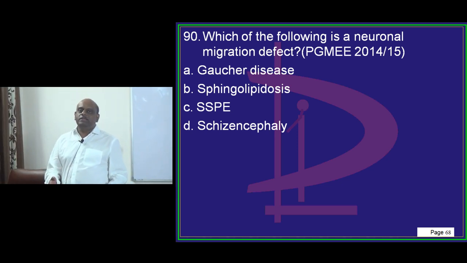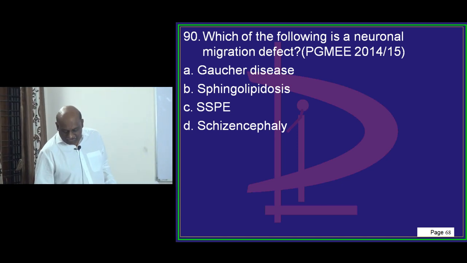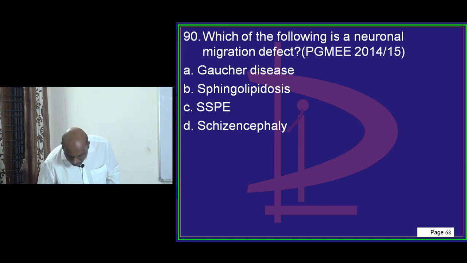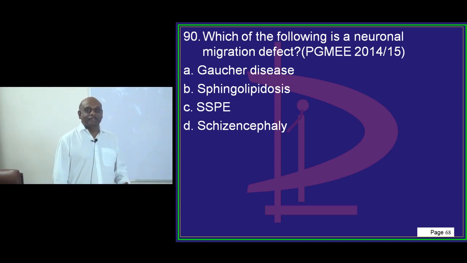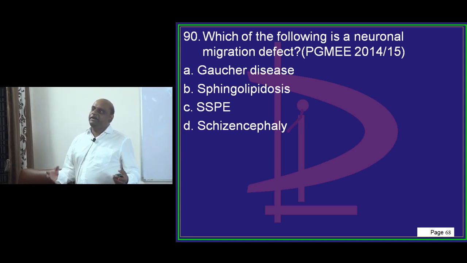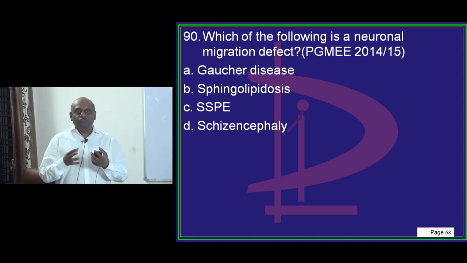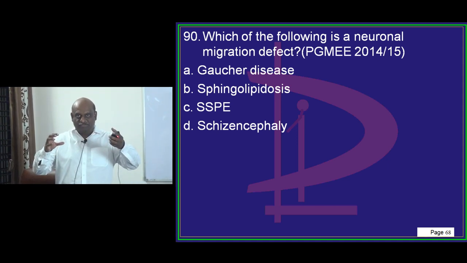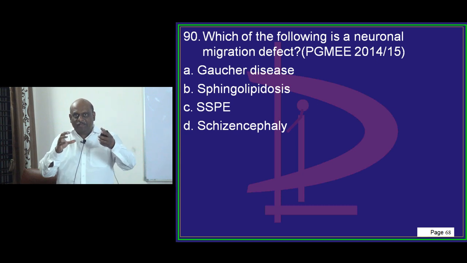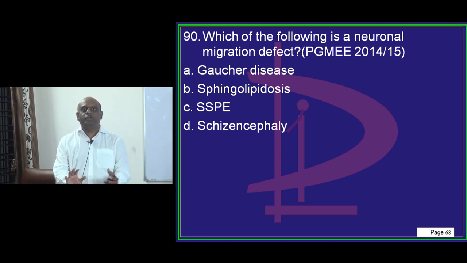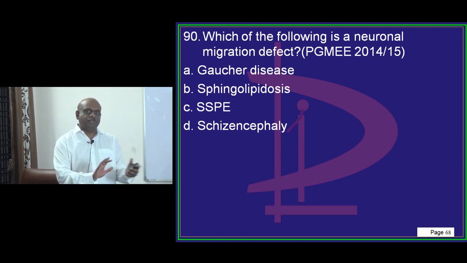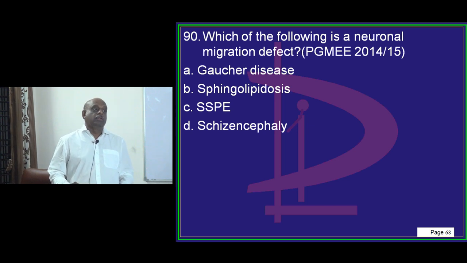Which among these is a neuronal migration defect? Sandeep is asking, sir, one more time, what is the banana? Fundamentally, that cerebellum which got stretched out and ill developed in the neural tube defect gives that banana appearance. But till that point, you remember neural tube defect, banana sign, lemon sign, right?